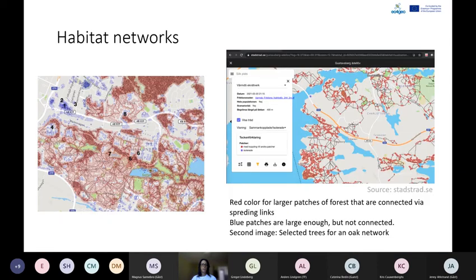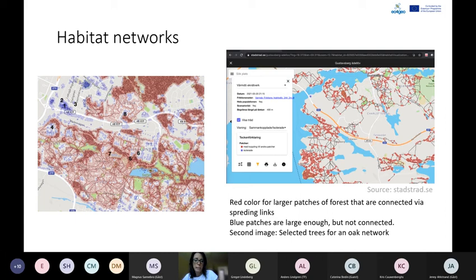And so the distance to other patches can be one barrier that is too long, and there can also be other barriers like very large roads or railroads or building constructions that prevent certain species from moving from one patch to another. So in this image you can see the red areas that are dark red. They are the forest patches that are big enough to hold a specific species, in this case a forest bird, just a normal forest bird.